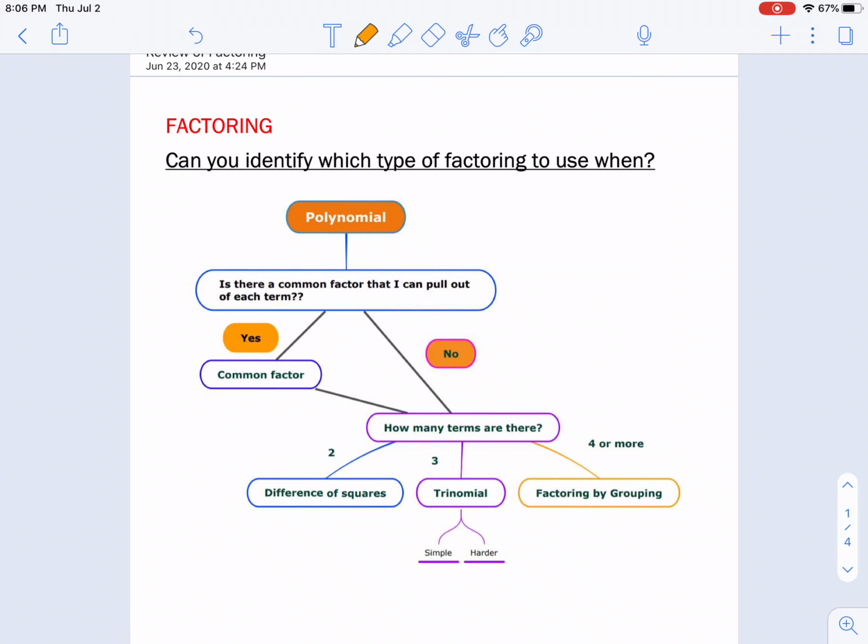If you're looking at a trinomial, 3 terms, it could be a simple factoring situation if your coefficient in front of x squared is 1, or if your coefficient in front of x squared is not a 1, it's going to be a harder factoring, or you might have heard it called complex factoring situation. And then if you have 4 or more terms, you're probably looking at something like factoring by grouping, which is really just a special case of common factoring.